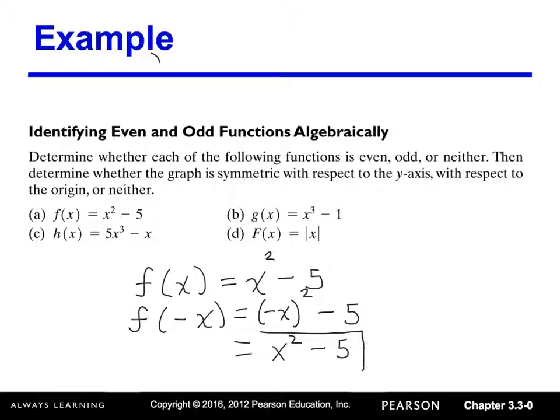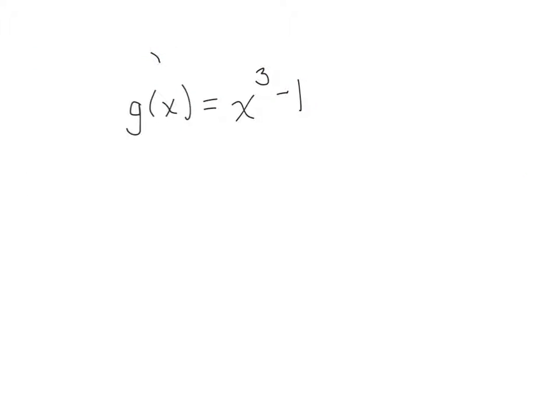Notice what we get for our output is exactly the same as what we started with. So when we substituted negative x in for x, we got the same y value. That's why function f is an even function. F of negative x will be the same as f of positive x.